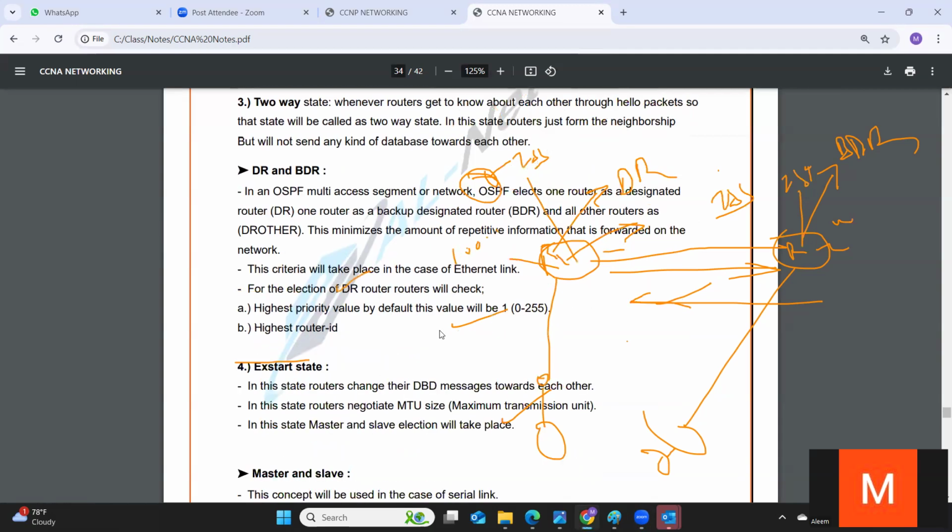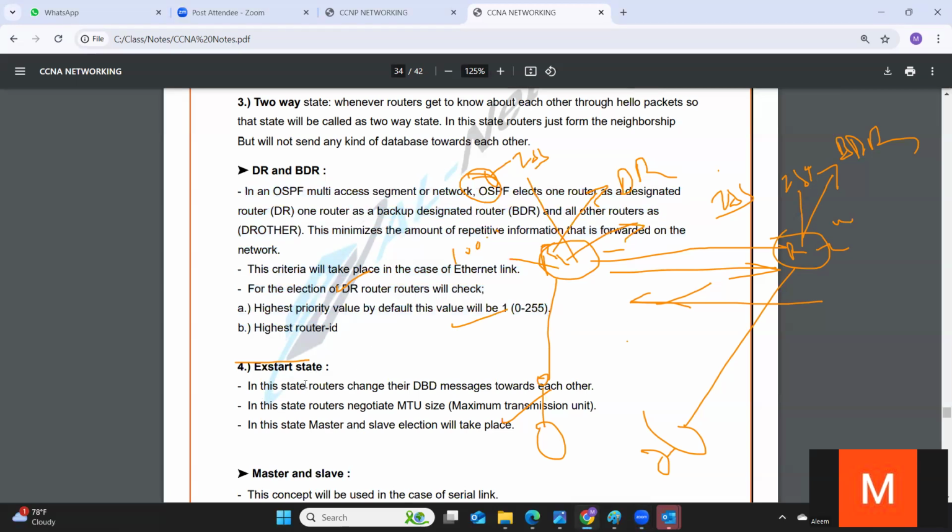So the highest router ID is the DR router, and apart from that, whichever is next highest compared to the DR router will be elected as the BDR router. Apart from that, all are DR other routers. In the two-way state, the election will be done.